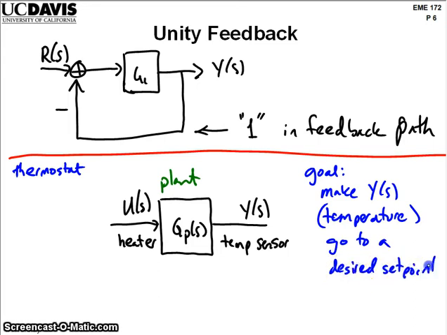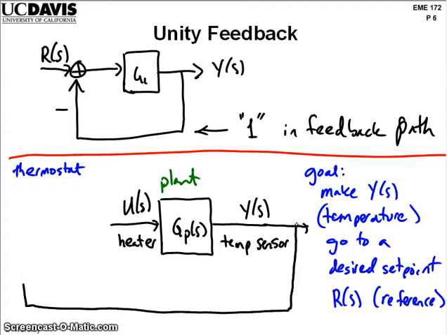This is what you're doing when you set the thermostat in your house. I'm going to call that set point R of S. It's called a reference, R means a reference. And so to do this, we're going to take the temperature sensor signal, bring it back around, and compare it to the reference. So here's R of S going into this summing junction, and this E of S is the error. So ideally, the error is equal to 0.